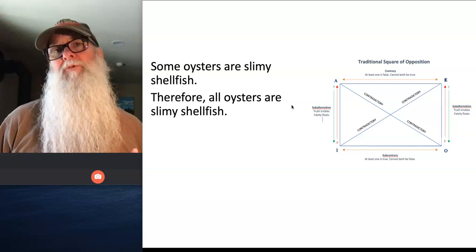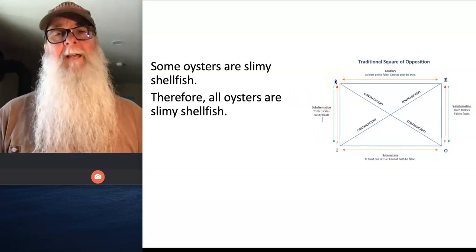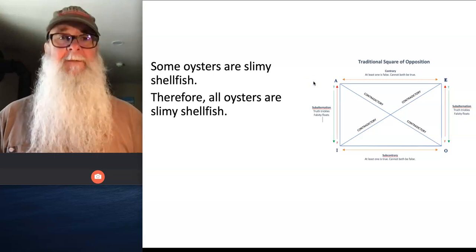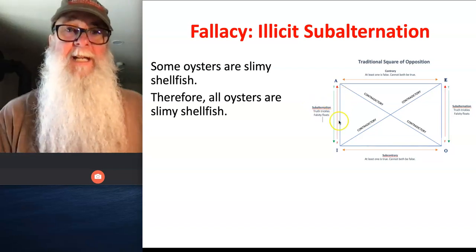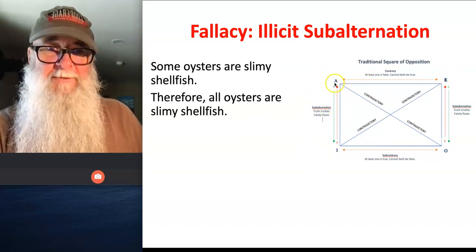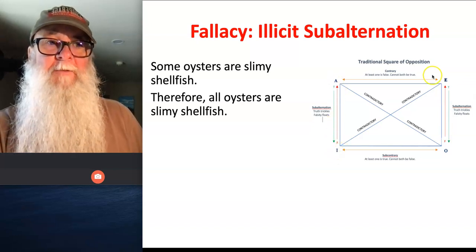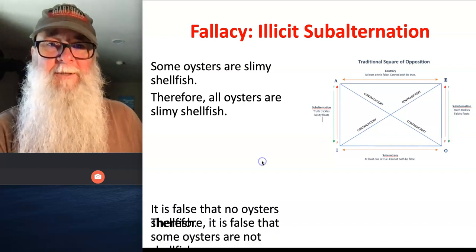Anytime I try to make truth trickle up from an I claim to its corresponding A claim, I've committed the fallacy of illicit subalternation. Similarly, if I ever try to make the false value trickle down from an A claim to an I claim, or from an E claim to an O claim, I've committed the fallacy of illicit subalternation.